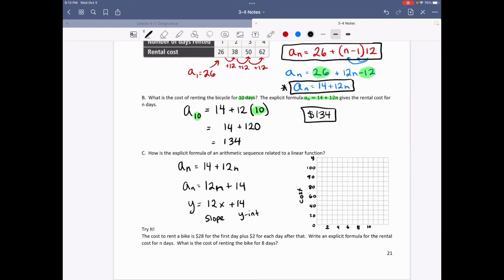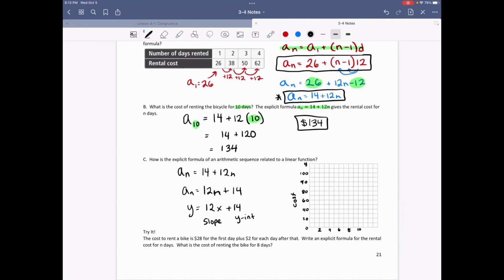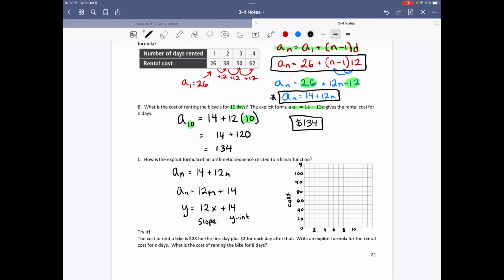We can graph from the table also. So I'm going to scroll back out, and I'm looking at the table that we had way up at the beginning, right here. This table has a domain and a range.